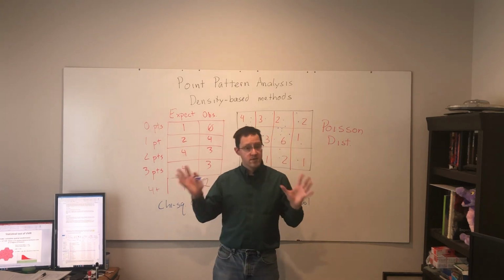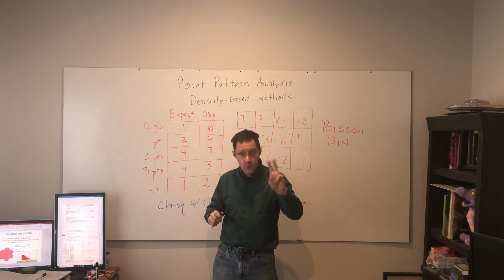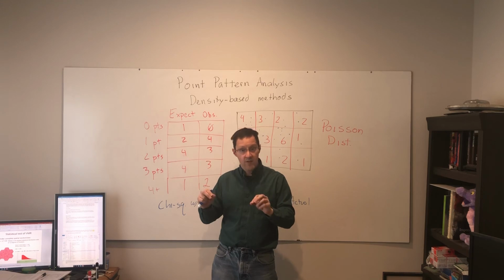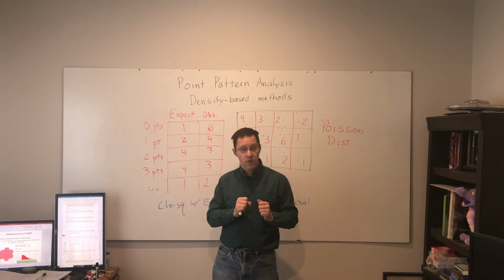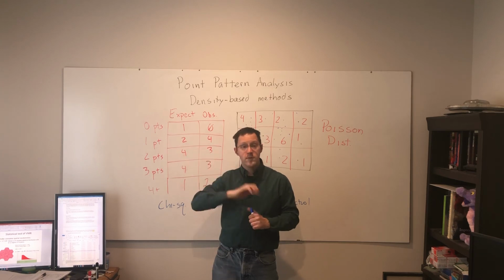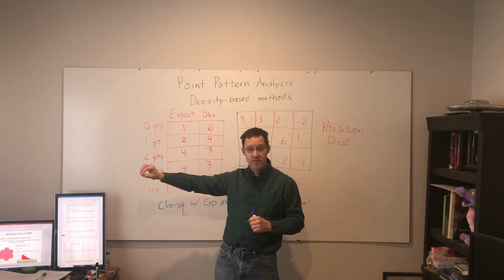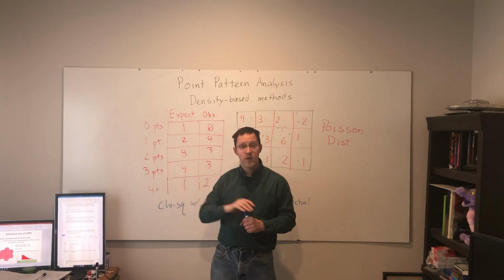So we have seen in this particular video the two approaches for a density-based analysis of point patterns, both of them based upon quadrats, one of them using the variance to mean ratio, the other directly using a chi-squared analysis on the quadrat counts themselves.